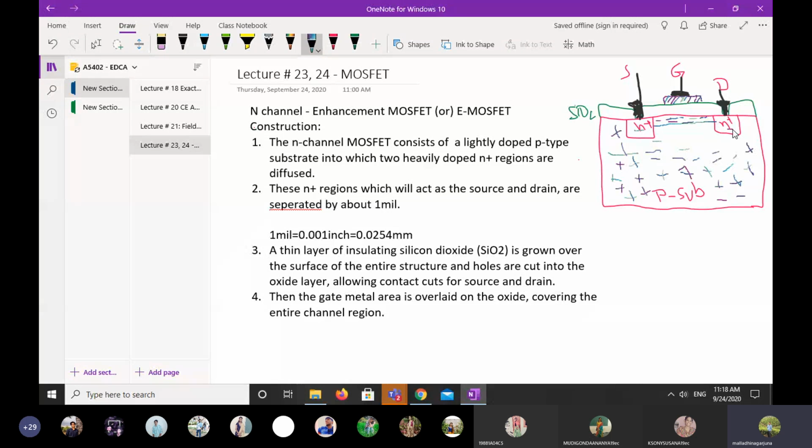Okay, so to attract those minority charge carriers from the P substrate, what should be the gate voltage we have to apply to attract the electrons? Here we need to attract the negative polarities, so the electrons we have to attract. For that, should the gate voltage be positive or negative? Positive. Yes, we should apply the positive voltage, so then only it will attract those negative charge particles.